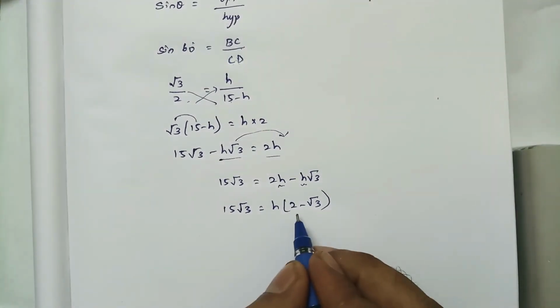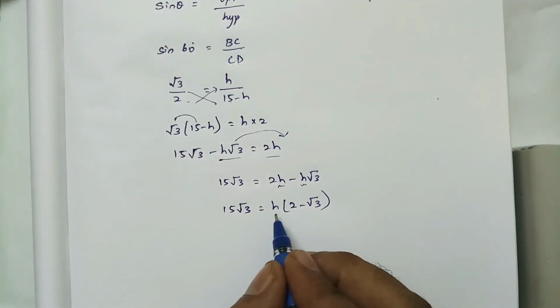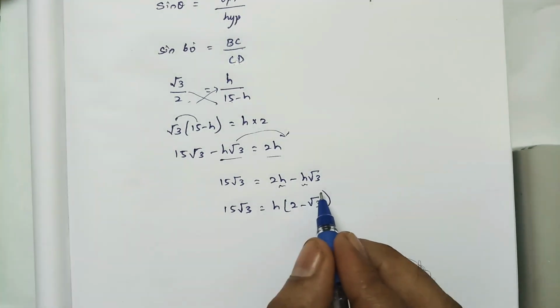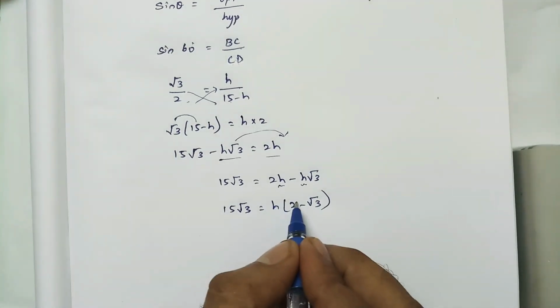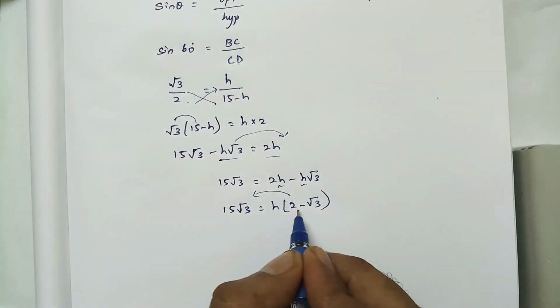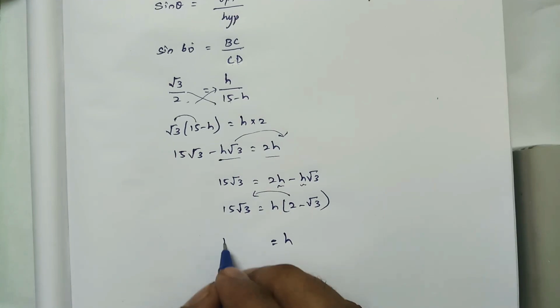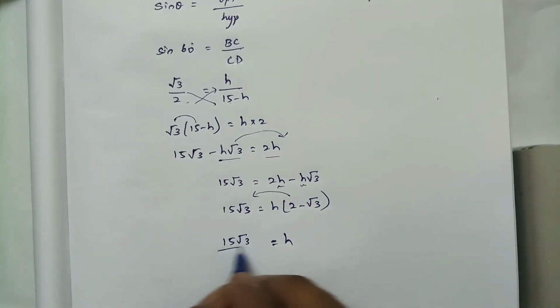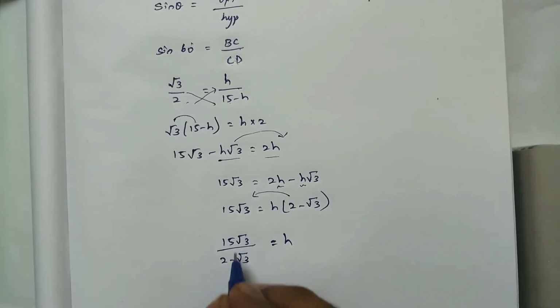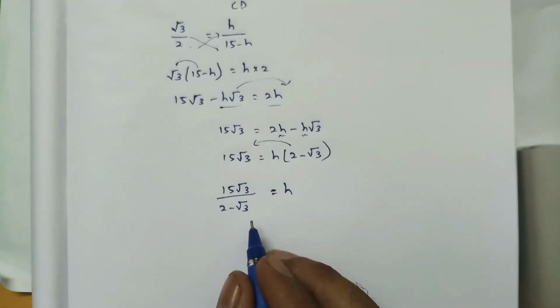Why am I taking the common term H outside? Because we want to find the H alone. So just taking H commonly outside and bringing this 2 minus root 3 to the LHS, then multiply will become divide. So H is equal to 15 root 3 divided by 2 minus root 3, right?